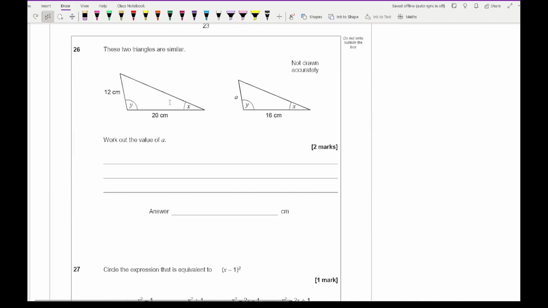Question 26 says these two triangles are similar. Work out the value of A. So what I need to do is first of all find the scale factor by picking the two corresponding sides. So the scale factor is 20/16, which is 5/4, which equals 1.25. And then to work out what A is, it's going to be 12 divided by 1.25 because I'm going from big to small. So I divide by the scale factor.